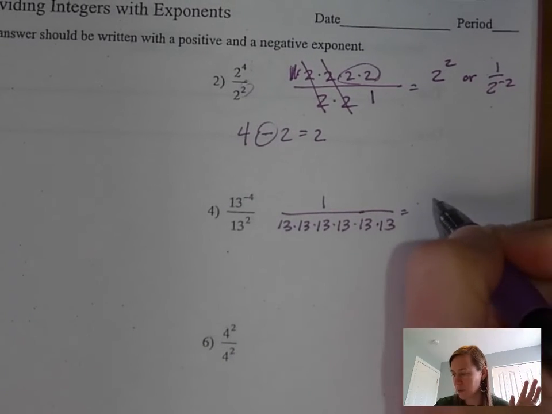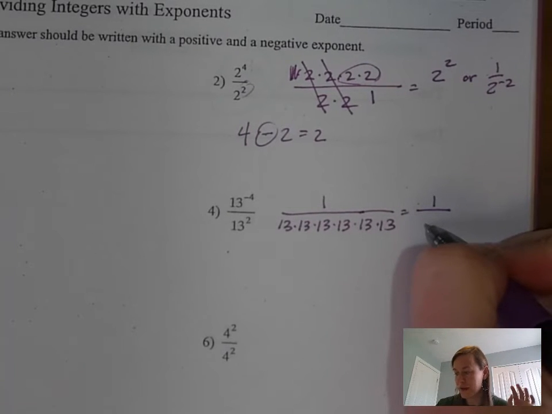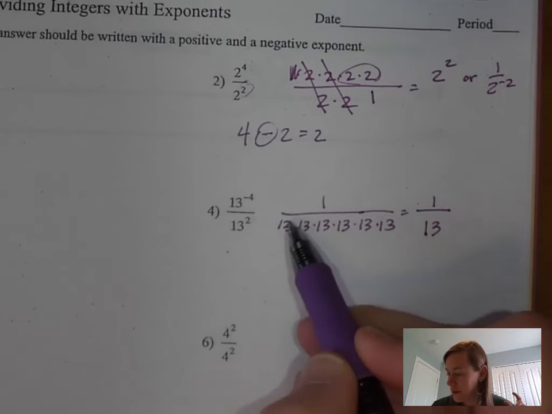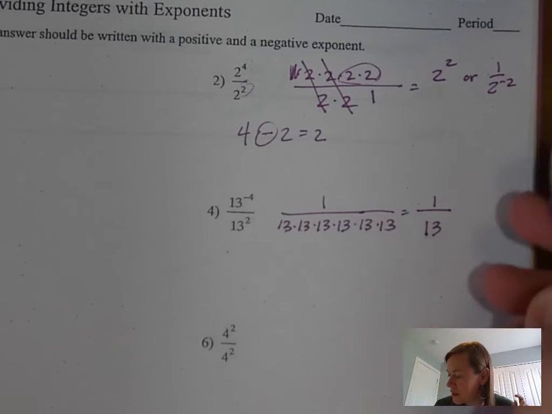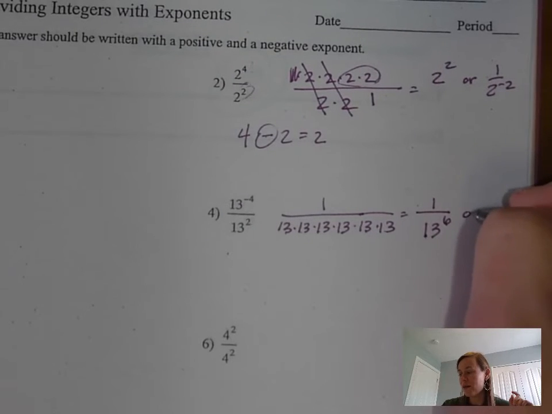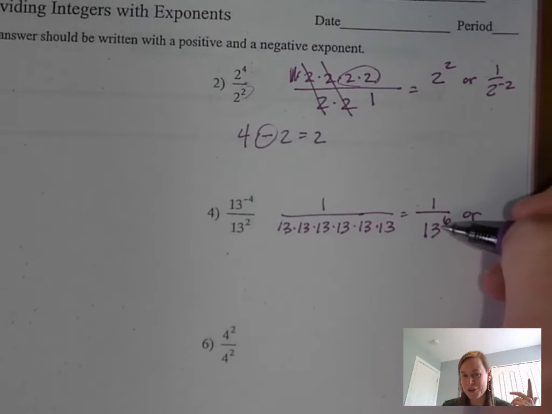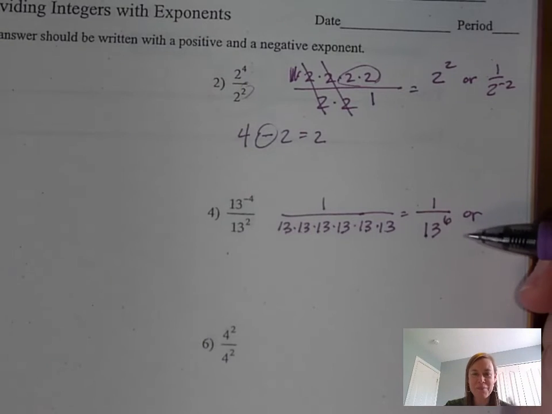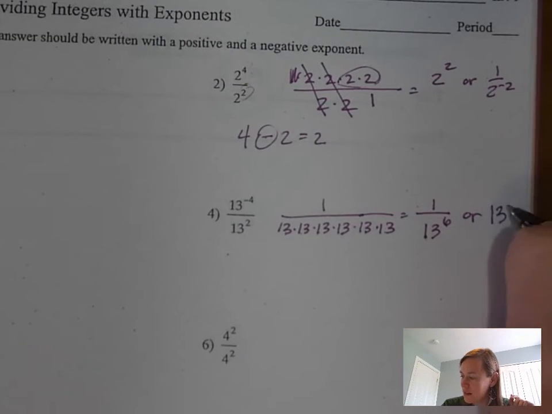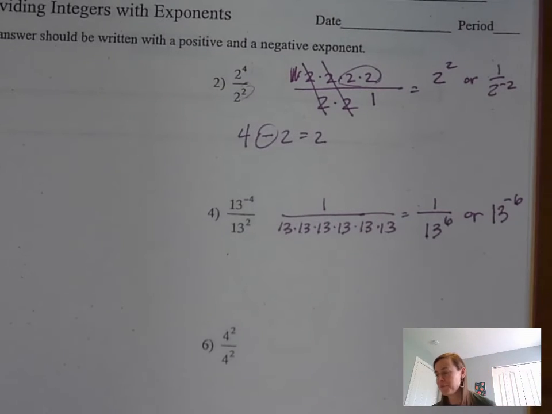Let's make that into an exponent. So I'm going to still have 1 over, and then I'm going to put 13 as my base. Now we have to count these up. 1, 2, 3, 4, 5, 6. 1 over 13 to the 6th. Or, for this version, we're going to pop that 13 to the top and change the sign on the exponent. So it's going to become 13 to the negative 6th power.